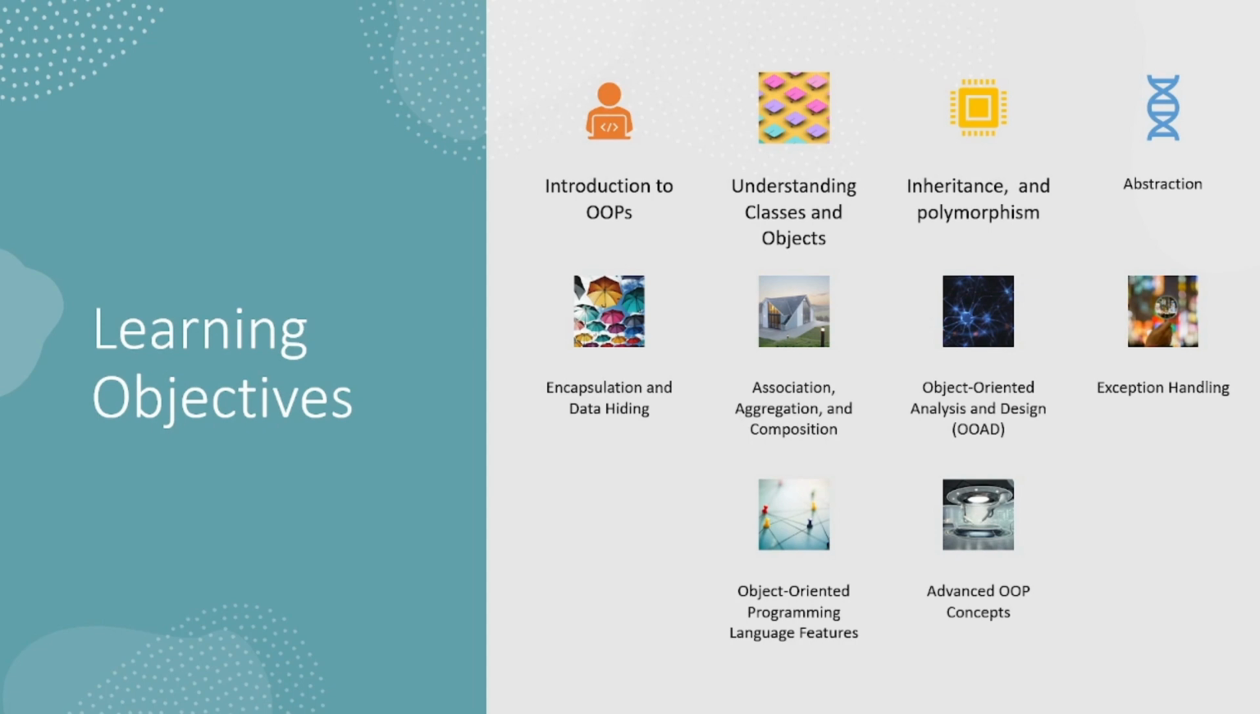Introduction first, then we have understanding of the classes, objects, inheritance, polymorphism, abstraction, encapsulation, data hiding. Then we have association, aggregation, and composition, object oriented analysis design, OOAD, exception handling, which is a very interesting thing and important also. Object oriented programming language features, we will have some features also, what features they have. So we have this, and then finally we have advanced oops concepts, that is object oriented programming concepts.